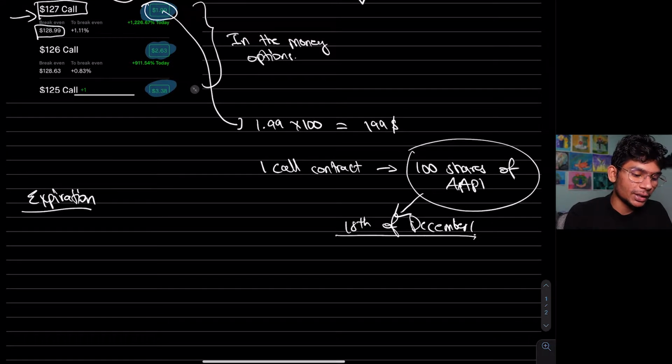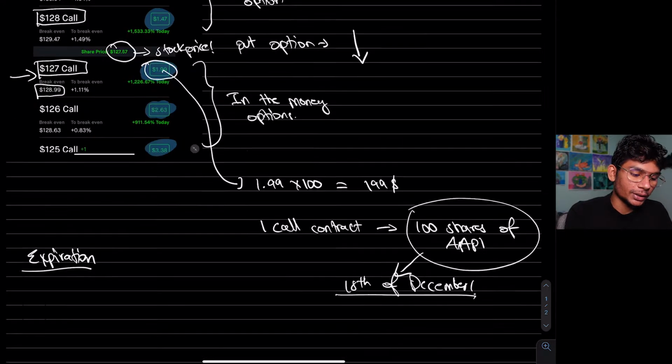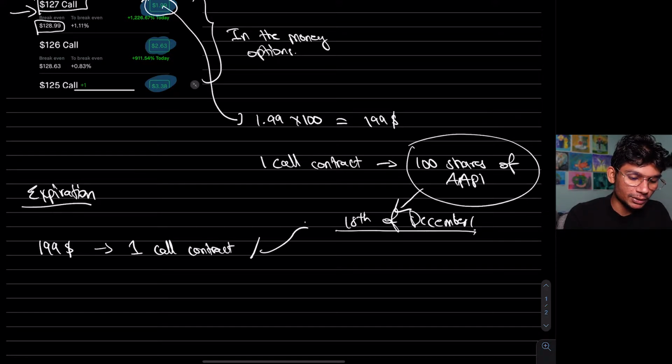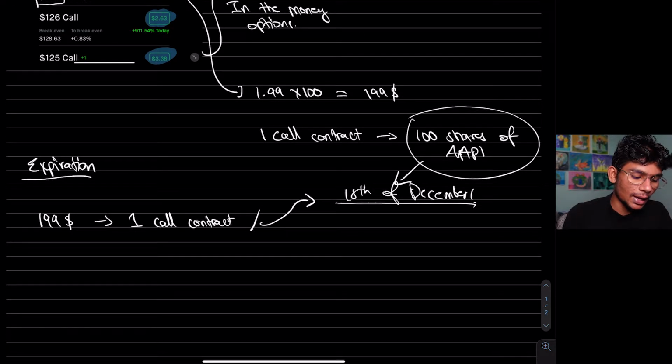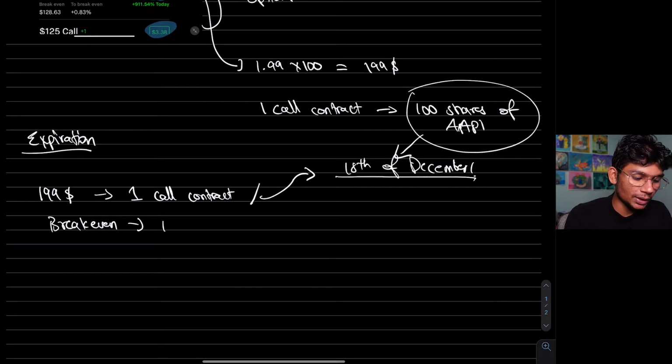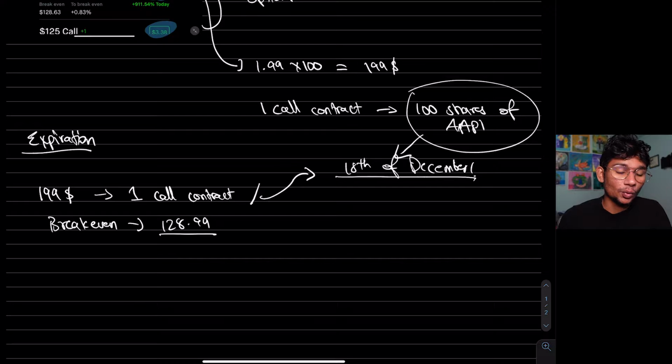And I'll tell you the reason why. So let's just say on the expiration date, you bought this call contract, right? So you paid $199 to buy one call contract that expires on the 18th of December, and your break-even point right here is 128.99. Okay, now what will happen?